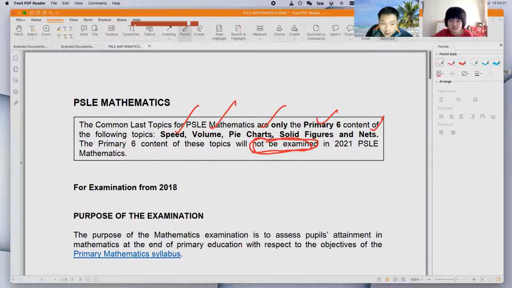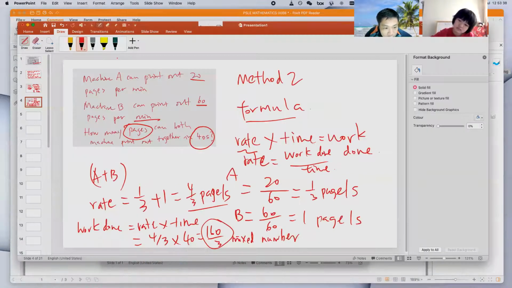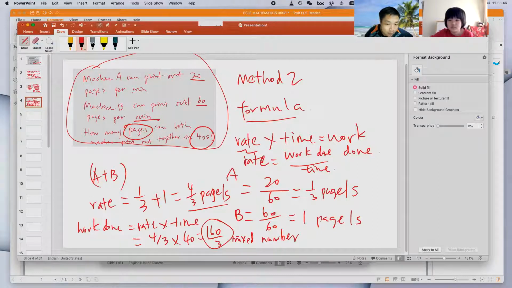But the question just now is about work done. Right? When I say just now, I mean this first question, machine A and machine B. This question is about work done. So that means this kind of question is going to come out.